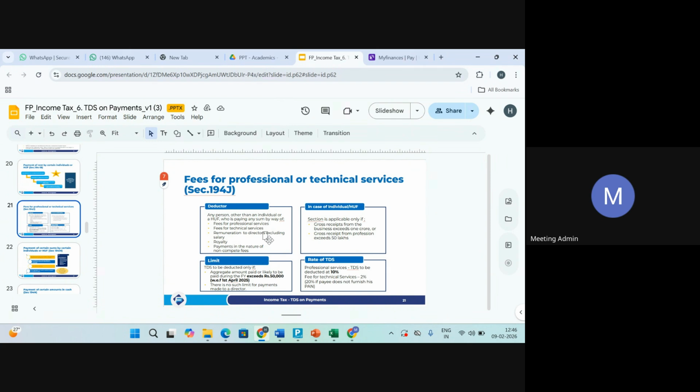Since I'm teaching, if they are paying me 50,000 per month, they have to deduct the TDS from my payment and pay it to the government. The tax on professional services will be 10 percent, guys. Fees for technical services will be 2%. So technical service will be 2% and professional charges will be 10%. If they don't have a PAN number, obviously it will be 20%. Is that clear?